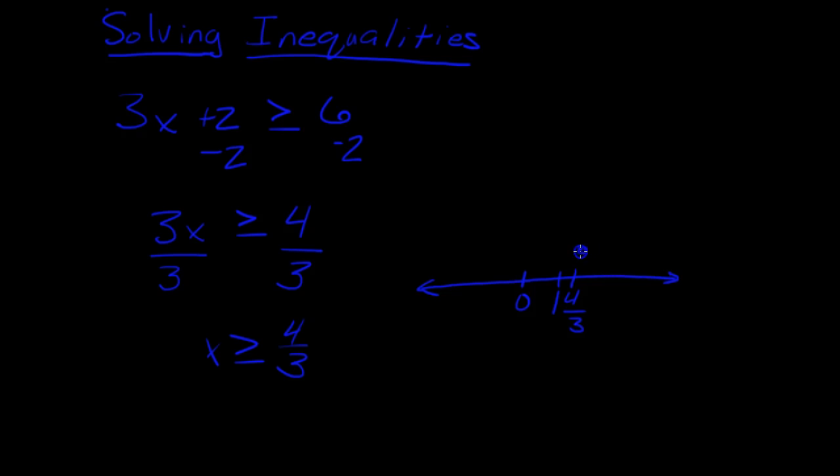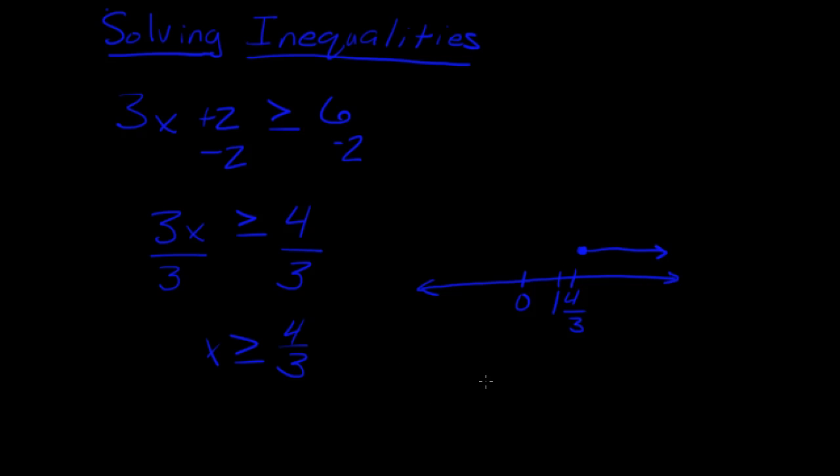Because we're saying it's greater than or equal to, we put a closed circle over the 4/3, and we draw an arrow going off to the right. This indicates that all of these numbers on this part of the number line that are greater than 4/3 are potential solutions to this problem.